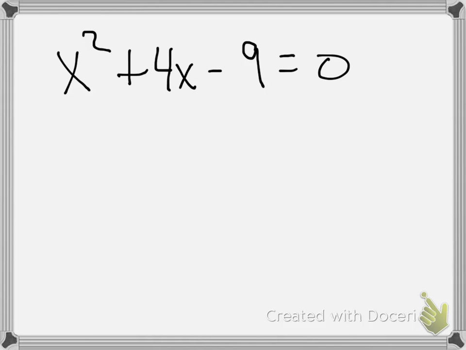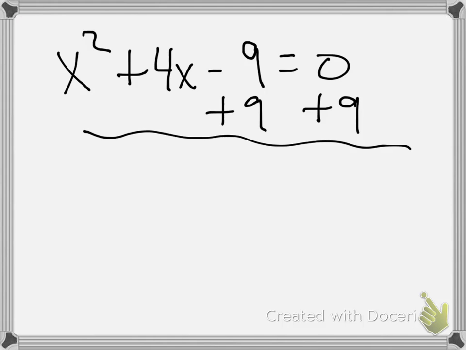First of all, you need to make sure that the a value is an understood 1. In this case, it's understood to be 1, so we're good to go. If there's anything other than a 1, then we would divide everything by that number so that x squared will have an understood 1 in front of it. The next thing you do is you move the c term over. The c term, in this case, is minus 9, so we move it over by adding 9.